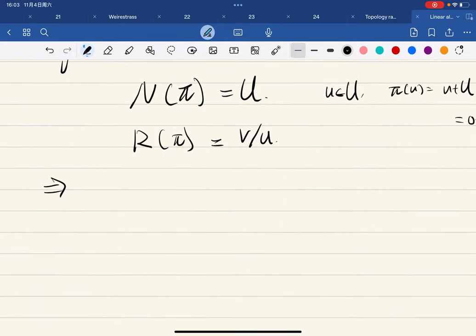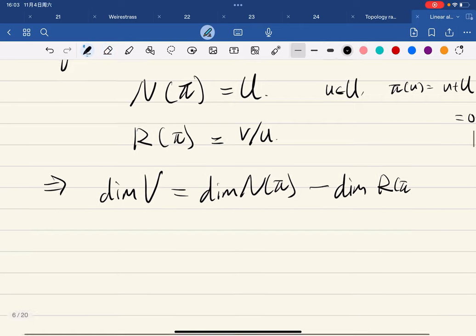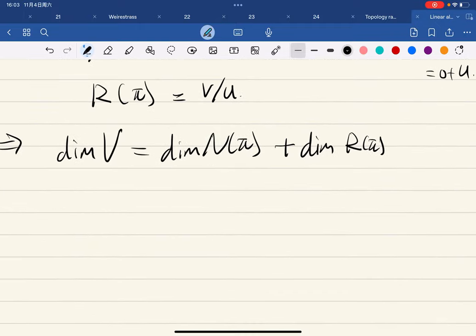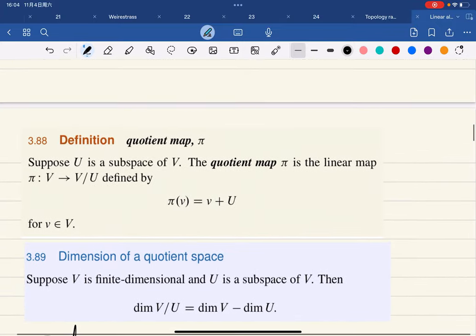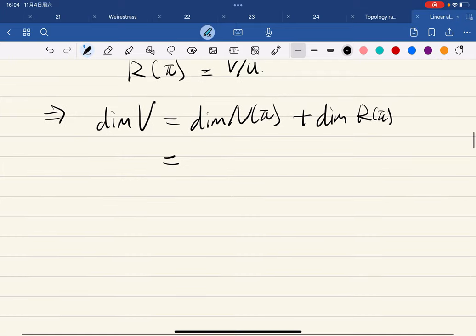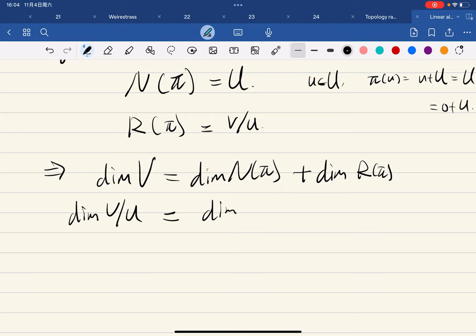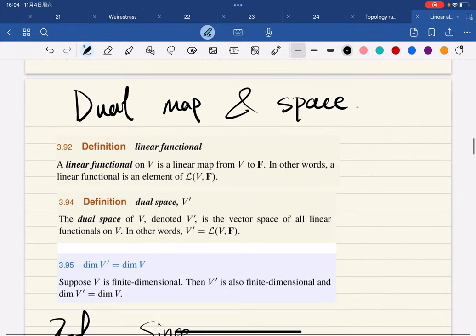So by the fundamental theorem of, I don't know, the dimensional linear, I forgot the name, but it's a very fundamental equality: the dimension of null of pi plus the dimension of range of pi, sorry, plus range. And because pi is a linear map from V, we have this equality. So if we move this to here, then we have dimension V minus dimension U, and we're done. Okay, and we're done with quotient space.